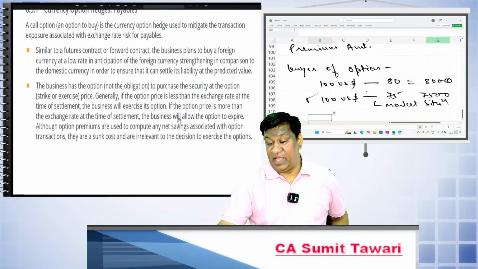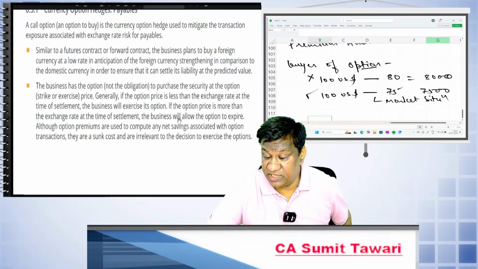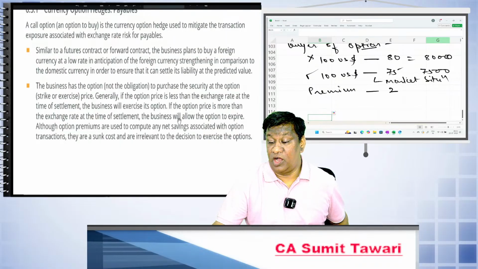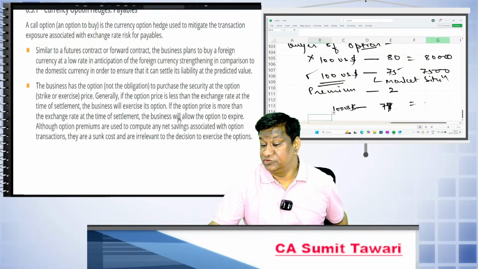Because you already entered into the transaction, and this is an option transaction, it is not required for you to execute this transaction. And if you pay the premium of 2 rupees, how much do you need to pay to buy 100 US dollars? It is basically 77, so you need to pay 7,700. Still you would be in a position to save 300.